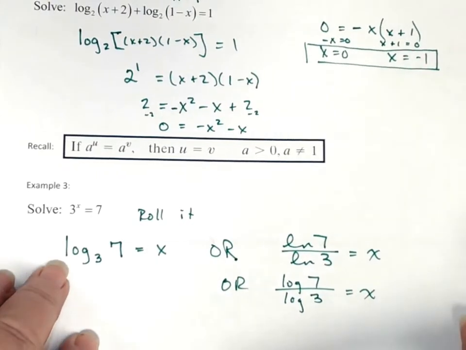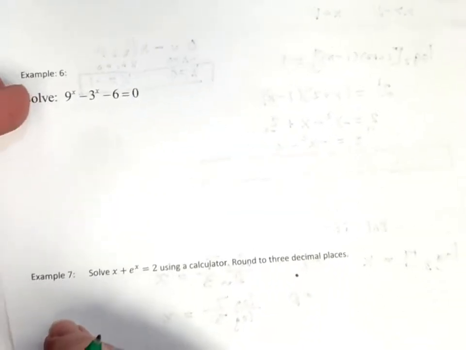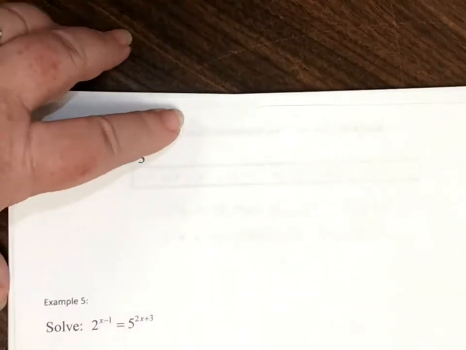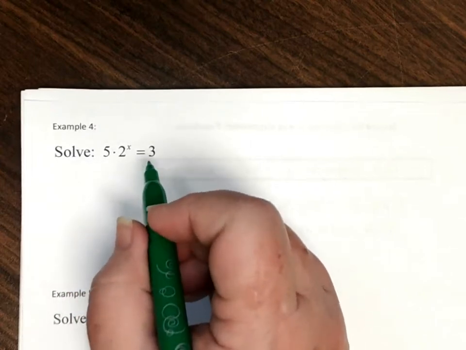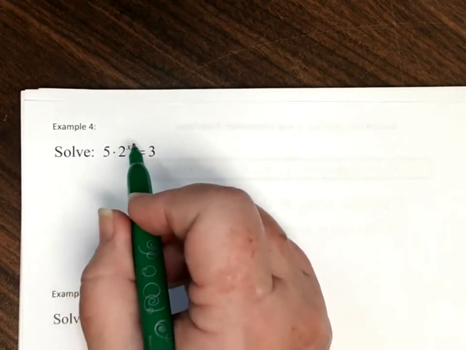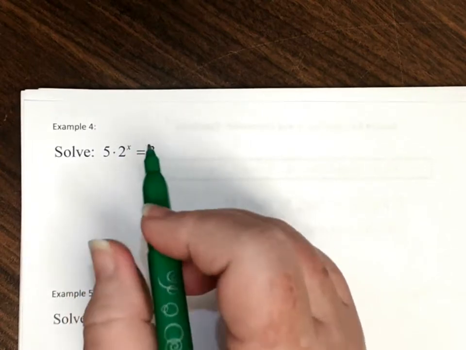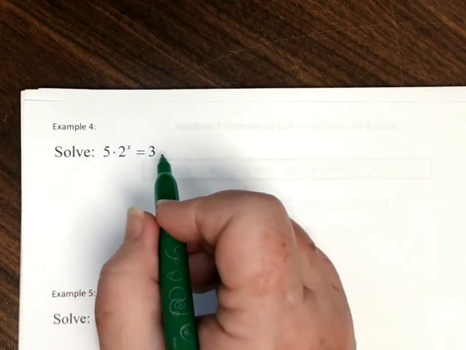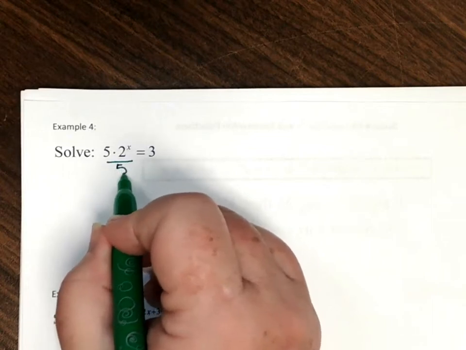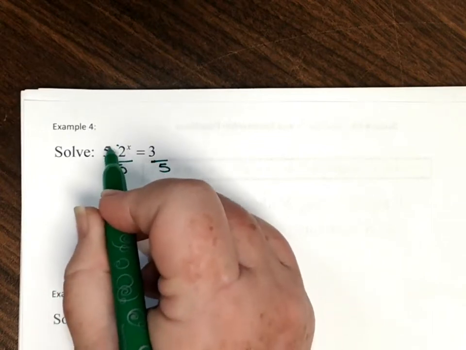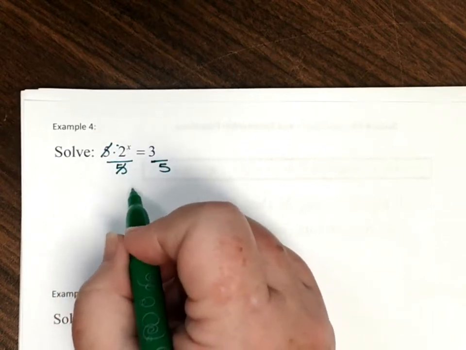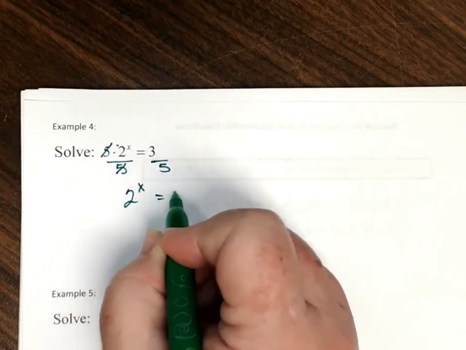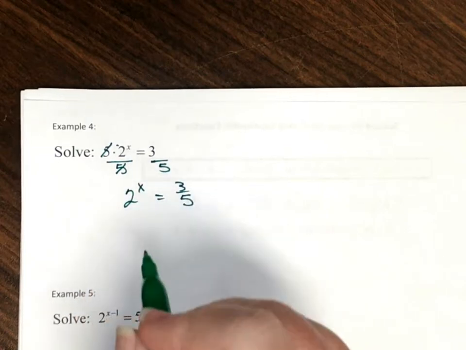We've got one more example problem that I want to show you in this video, and that's this problem right here. This is not in simplified exponent form or in log form. So to get it into simplified exponent form, I'm going to divide both sides by 5. 5 divided by 5 cancels, so that's 2 to the x equals 3/5.